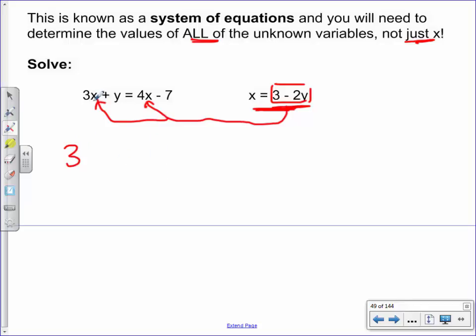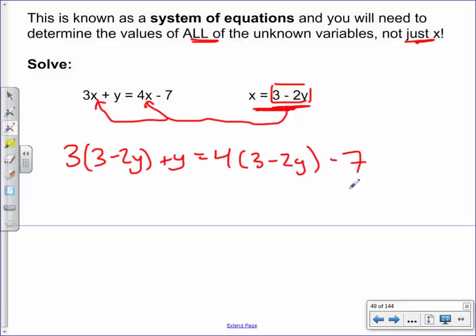It used to be 3x, but rather than writing x, I'm going to write 3 minus 2y. And then here, 4, but rather than writing x, I'm going to write what x is equivalent to, which is 3 minus 2y. You guys see how I've taken the 3 minus 2y and I've shoved it into the spot where x used to be? That's called substitution. Now I have one equation and one variable. Now I can solve this thing.